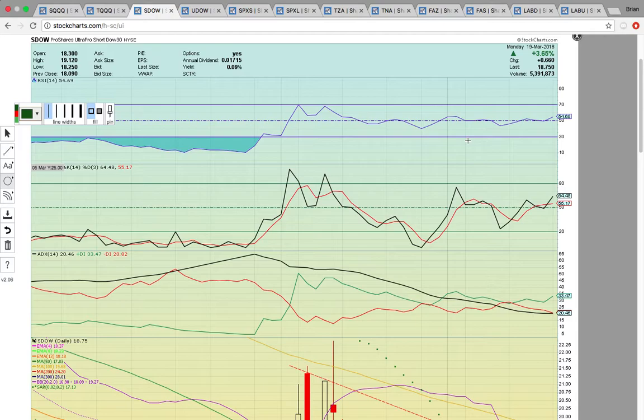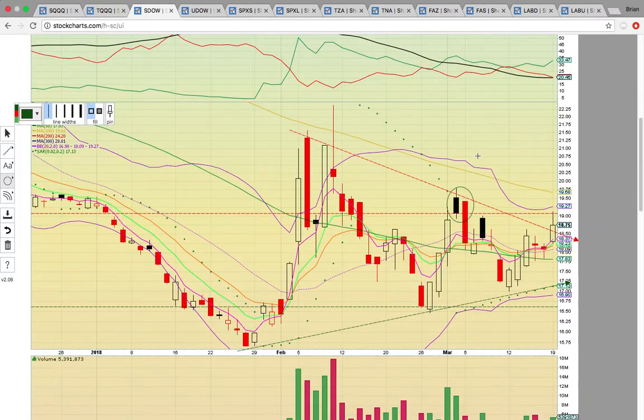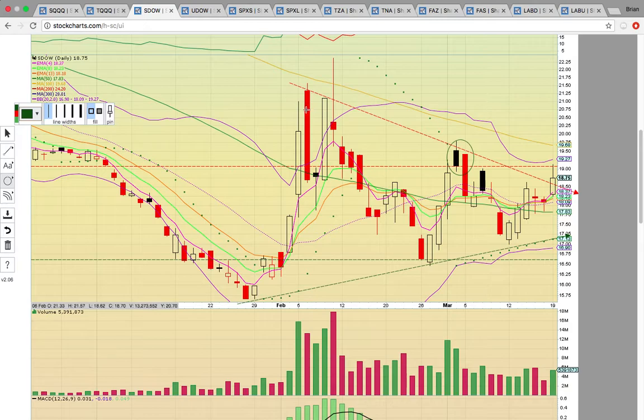Okay, let's look at SDOW. This is ProShares UltraPro Short Dow 30. So this is shorting the Dow Jones Industrial Average, and as you can see here, notice how a symmetrical triangle pattern had formed. You have ascending support and descending resistance. And then notice today there was a close above the red descending resistance line.